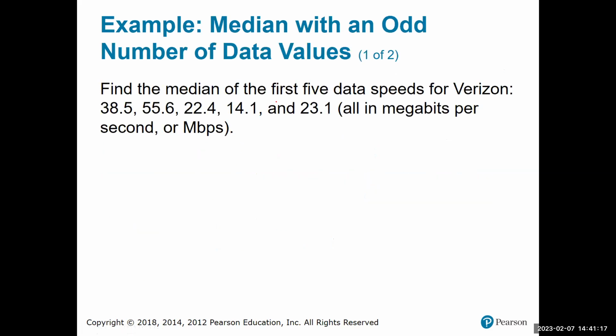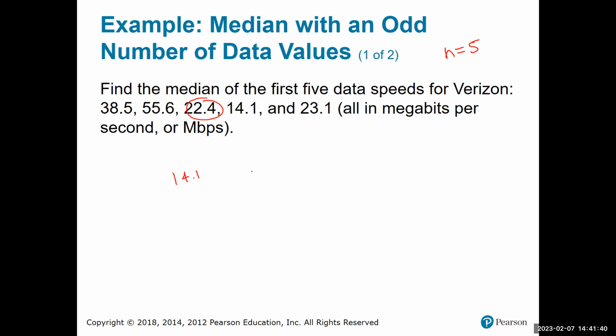Okay, so find the median of the first 5 data speeds for Verizon. First thing is, we have an odd number, so there's going to be one number in the middle, but it would be wrong to say that this is the median because it comes in the middle. It's only the median if the data set is ordered. So that guy's not the median. First, we're going to put them in order.